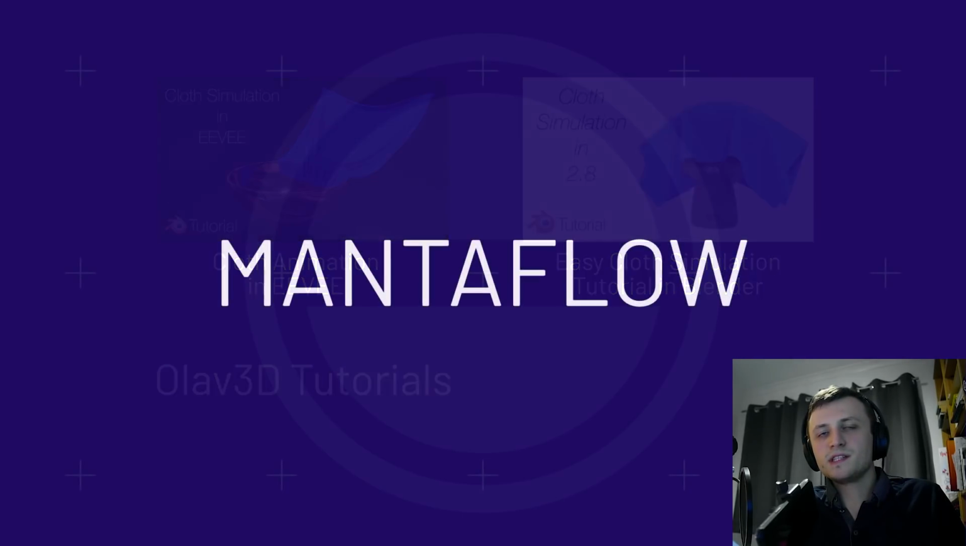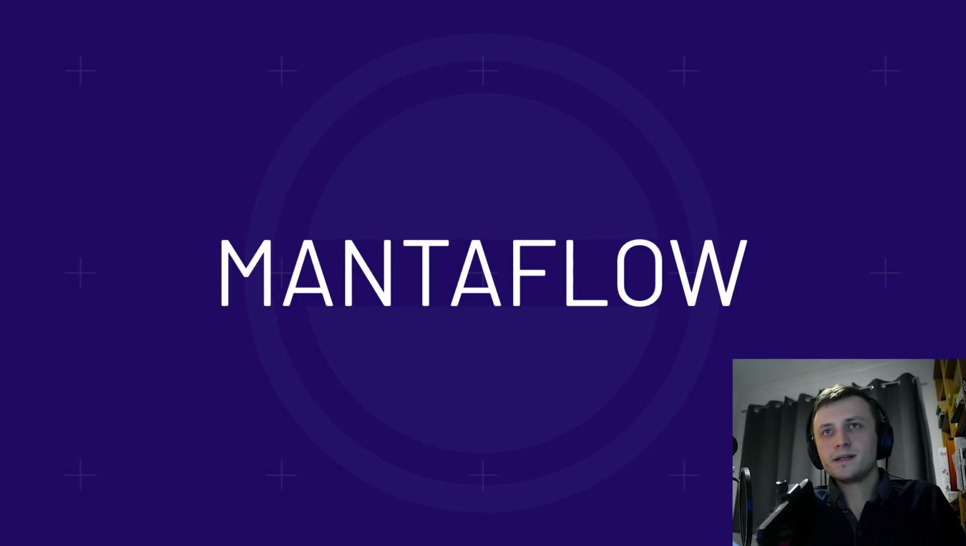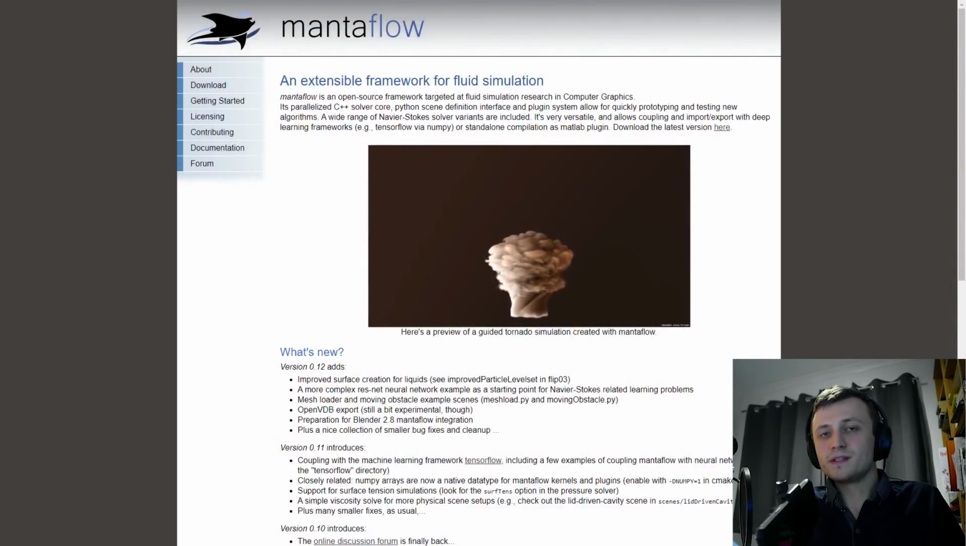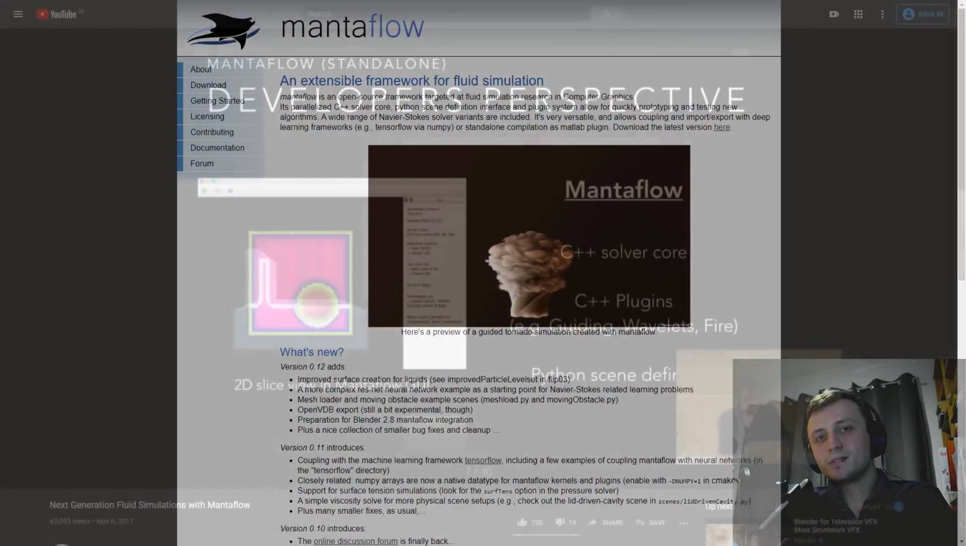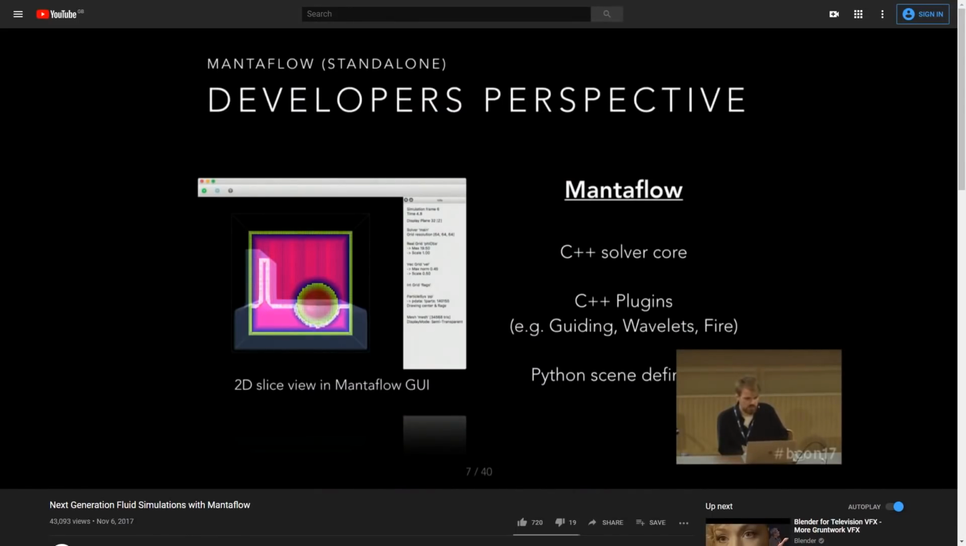Now since we're talking about simulation content, it would be wrong if I didn't take a look at Mantaflow, which is a new fluid and smoke simulation system coming to Blender. If you don't know what Mantaflow is, there's a website where you can find all of the appropriate information. If you're interested in learning more about the implementation of the system, then you can watch Sebastian's talk on the subject at the Blender conference in 2017.